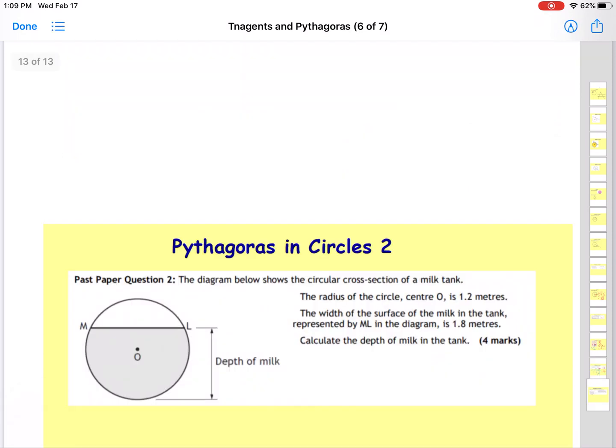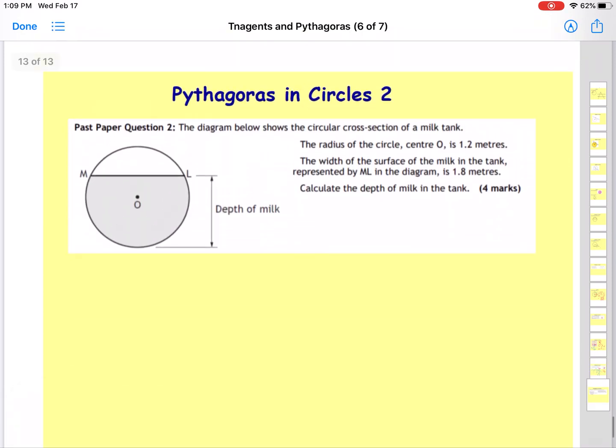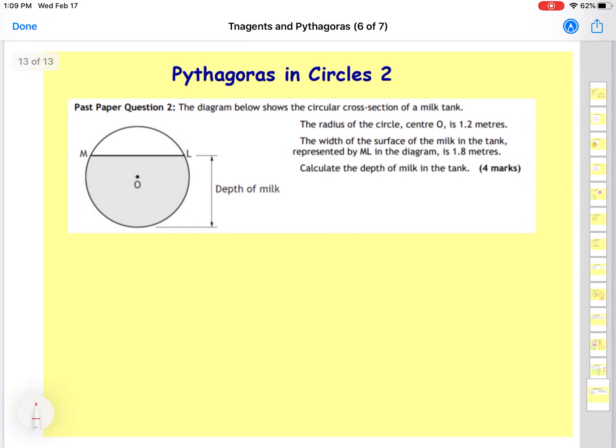On to our last example. So this is from a Nat 5 past paper, and it still involves Pythagoras and circles. We're just not given as much information on the diagram. So the first thing I'm reading from this piece of information on the right hand side is that the radius of the circle is 1.2 metres.